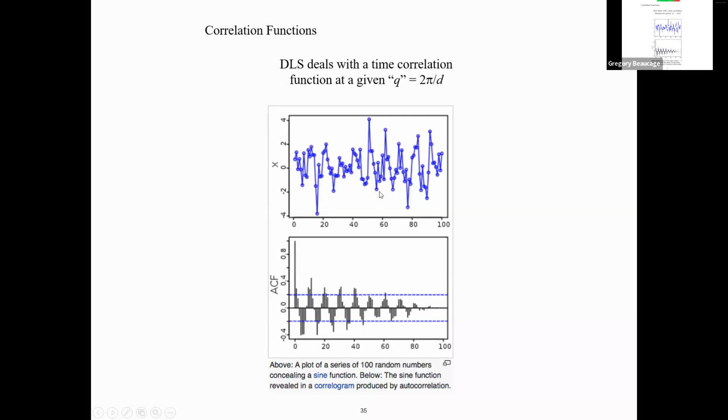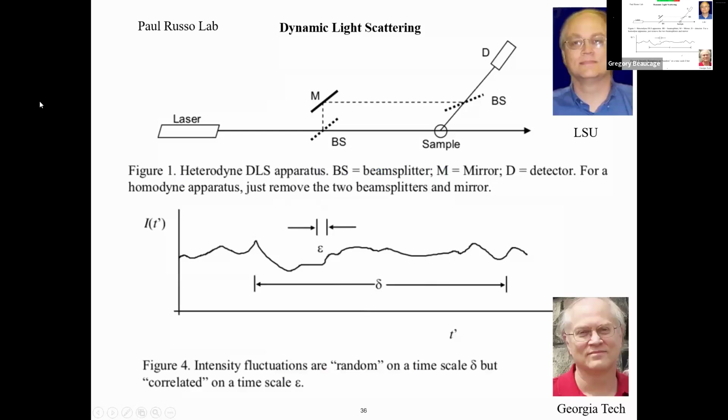So if you go 10 apart, they're correlated. If you go five apart, they're anti-correlated. So if you go that far apart, that one would be here and one would be down there. Even though it looks like a noise pattern, there's an inherent order to this thing that you can't see unless you do a correlation function of it. So that's the idea of this dynamic light scattering.